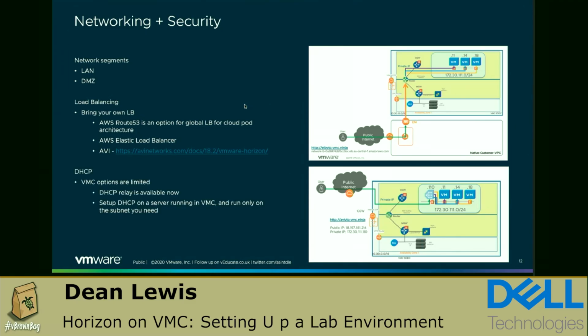And then finally, you're obviously going to be running desktops up in the environment, and typically nowadays a lot of people go down the non-persistent route, which also means using DHCP. In VMC, the options are very limited. DHCP is available as a relay now, and for an environment, especially where you're looking at running hundreds or thousands of desktops, it's recommended to set up DHCP on a server running in VMC. Run it just on the subnets that you need, but it also gives you more granular control.